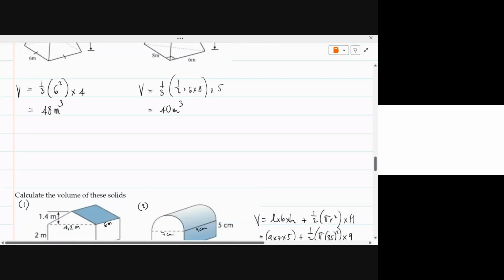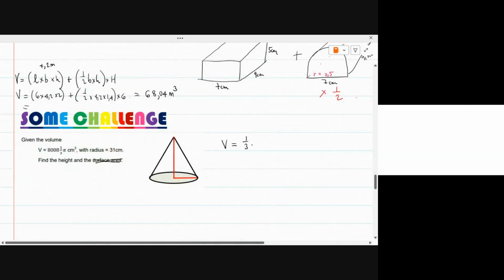So we're going to get a third times pi radius squared multiplied by the height. Now, let's look at the things that they've actually given us. Let's take stock. At the moment, they've given us the volume. They've also given us the radius. And the only thing that's really missing is the height. Thumbs up. Are we all okay? Do we understand what's being said here?